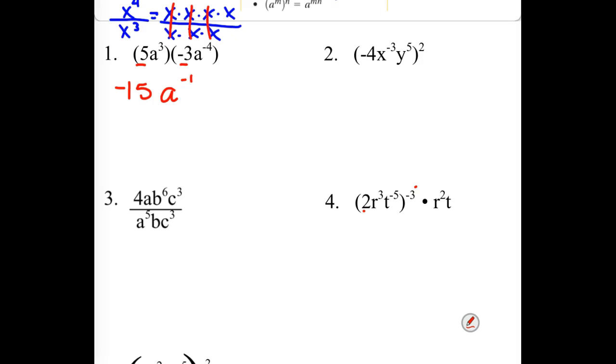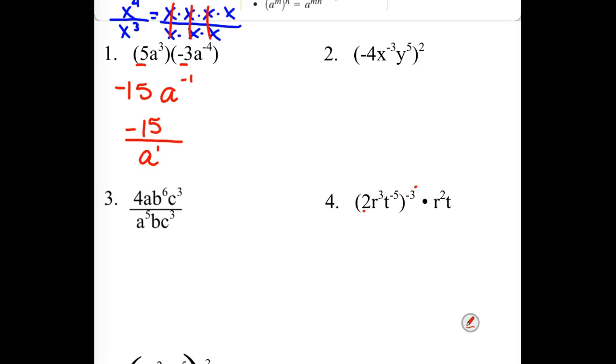Can we leave our answer like that? No, because we said we can never leave negative exponents in our answer. So what are we going to have to do with that A? We have to take its reciprocal. Okay? And when we take its reciprocal, the power becomes positive now. So we are going to write this final answer as negative 15 over an A. If you want to put the little exponent in there of a positive 1, you can. It's not needed. Your book typically wouldn't put it in there. All right, but it wouldn't be marked wrong if you left it there.